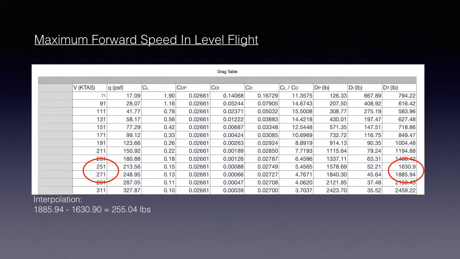So in order to do that, we take the 1885.94, subtract the 1630.9, and we come up with 254.04 pounds. And then likewise, if we do that same calculation on the left side, we know that that 254 pounds, or 255.04 pounds, is over the span of 20 knots. So we need to break that down and find out how many pounds per knot it's changing.